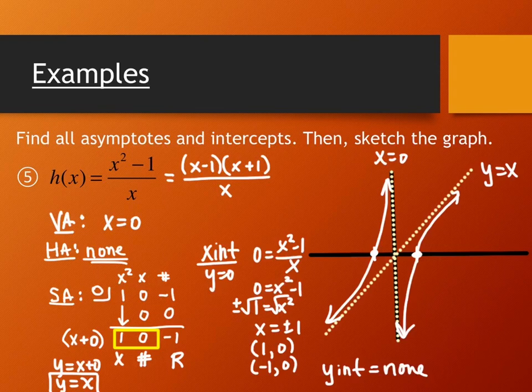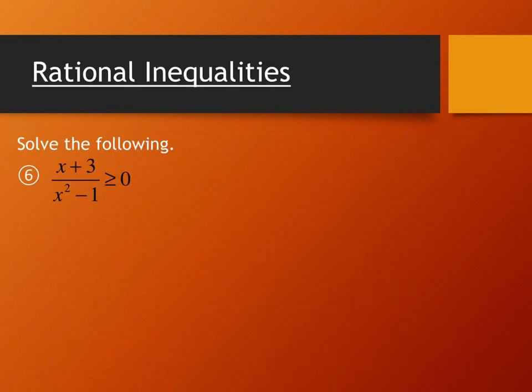Okay, shifting gears slightly, we're going to do the other part of the title of this section. It was rational equations and inequalities. We've done the equations part, now we're going to do the inequalities part. This one's really nice because it has a 0 on one side. So this is where we're going to start. We're going to solve the following: x plus 3 divided by x squared minus 1 is greater than or equal to 0.